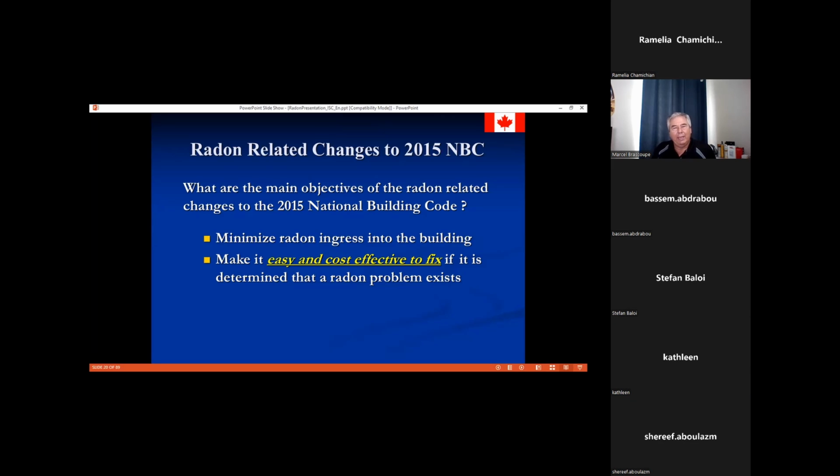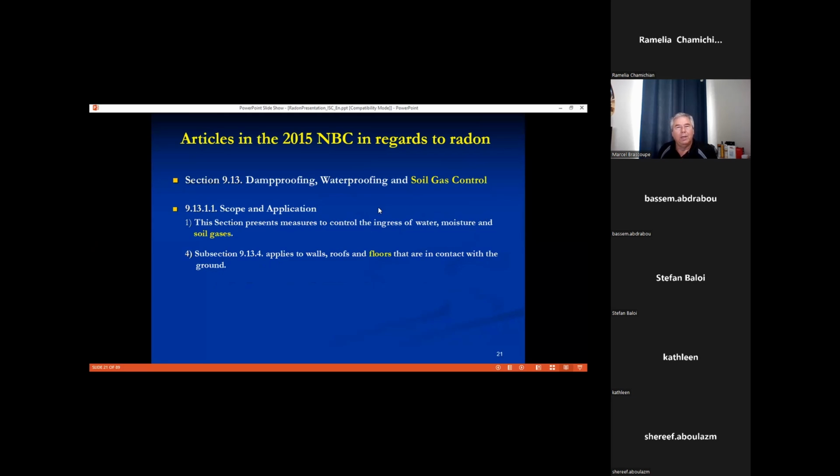And if we can't, make it easy and cost effective to fix. So if we're able to find an easy way and a cheap way to fix it, that is the goal of what the articles are saying in the National Building Code. So those are the two objectives. So for the next couple of slides, I'm going to actually be giving you the article numbers in the codes and what they're referring to.